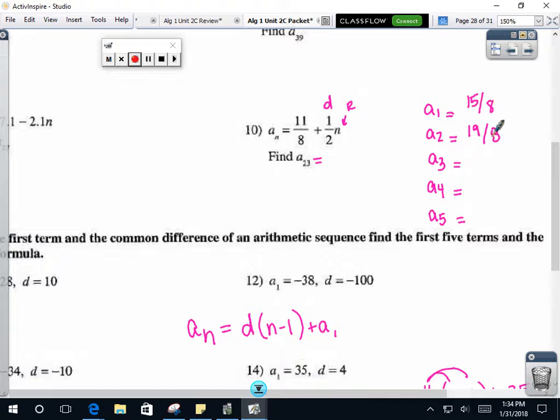Yeah, you just need to keep adding 1/2 after you get the first term, because 1/2 is the d. Or you need to plug in 2 for the second term, 3 for the third term. Okay, what did you get for the third term? Sion, what's your question? Okay, watch. I'm going to type it in.